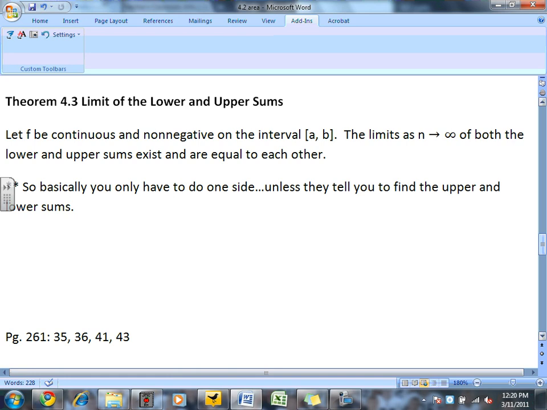My suggestion is to use the right endpoints, where you just have to use i, because it's so much easier than having the i minus 1. The second example there was so much cleaner. So I suggest that you use the i formula, the right endpoint one. You only have to do that once, unless they tell you to find both the upper and the lower sums. Then you actually have to find both, which we did in these last two examples.